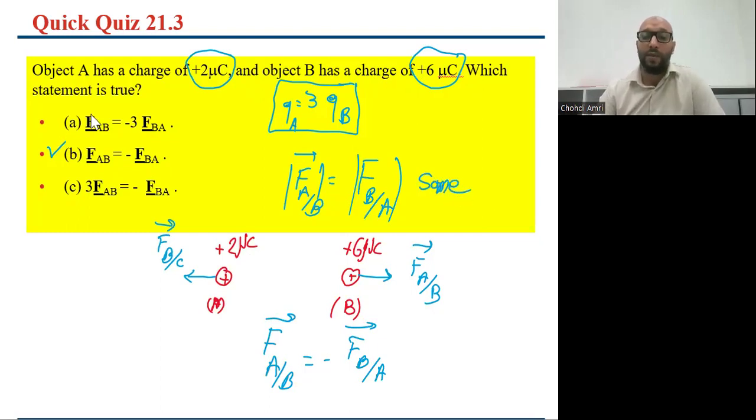Why are answers A and C wrong? Because they don't have the same magnitude. The forces have the same magnitude, but opposite in direction. Opposite in direction means negative sign. Okay? Good, let's move on.